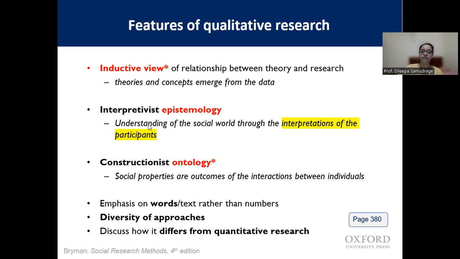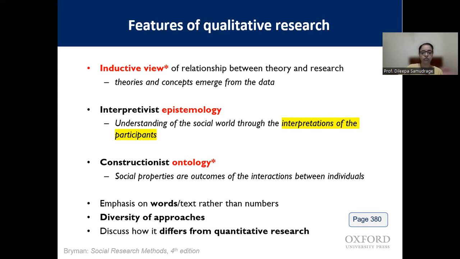So inductive view means the inductive view of the relationship between theory and research. So theories and concepts emerge from data. So that is what is explained here. That is the first thing, right? So in qualitative research, the inductive view is very important. What is inductive view? Inductive view means theories and concepts emerge from the data, right? Then the next one, interpretivist epistemology.